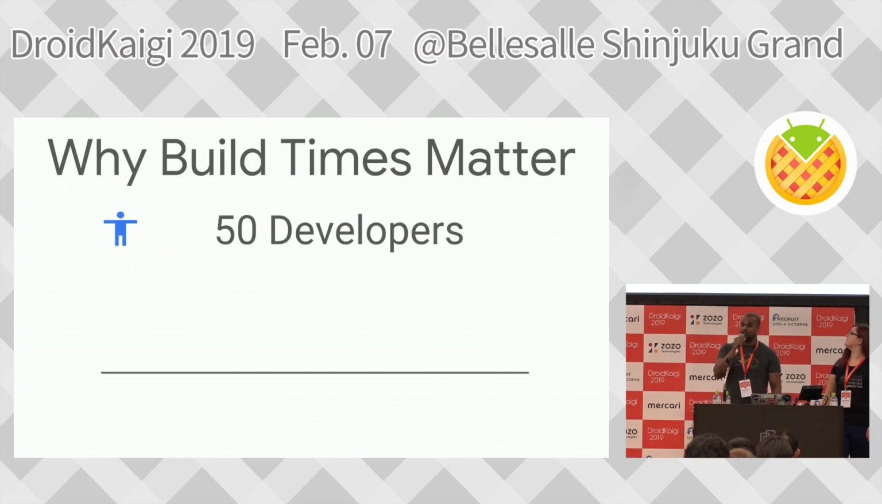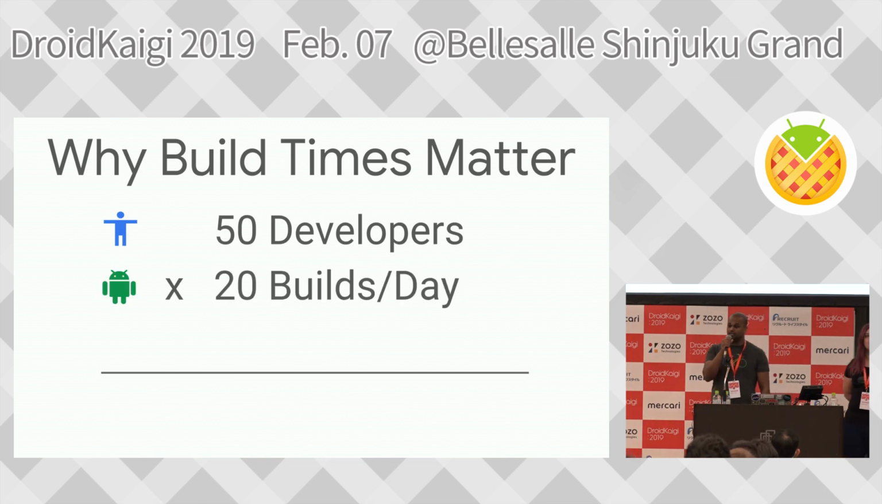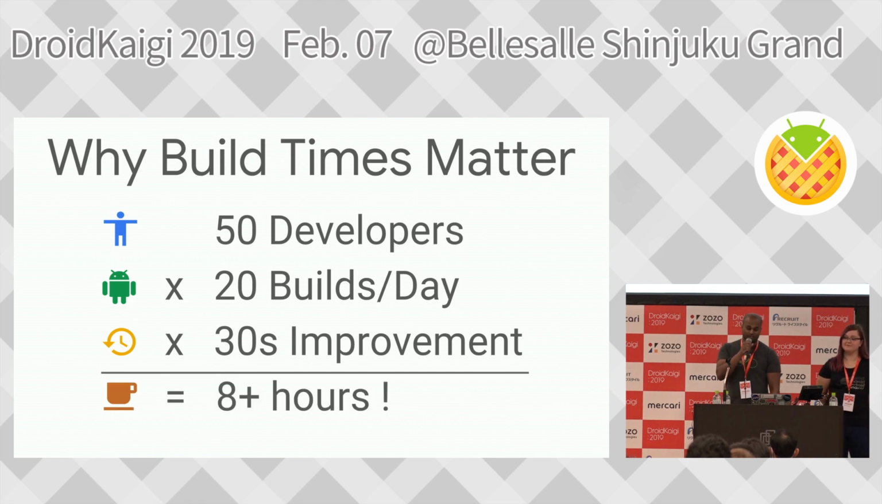So just to put things into a little bit of context, let's take a pretty sizable developer team, say 50 developers. And let's say on average, each developer is doing about 20 builds a day. And if we could somehow manage to cut down build times by 30 seconds, that adds up to more than 8 hours of saved engineering time. So that team could hire another engineer whose whole job is to just focus on improving build times. So just with 30 seconds on a pretty large team, you can save quite a bit of time.